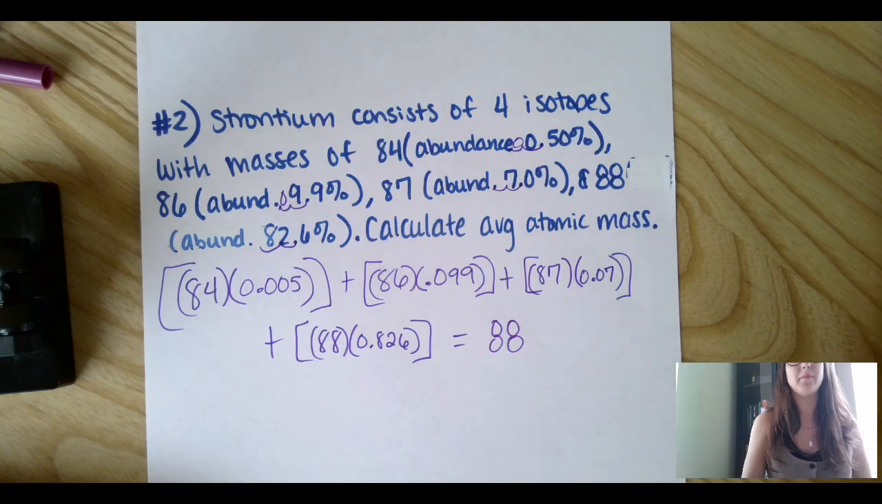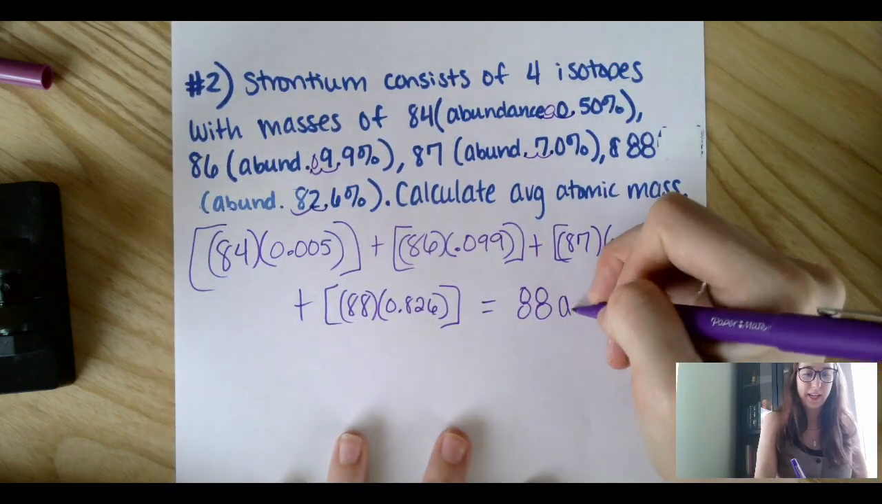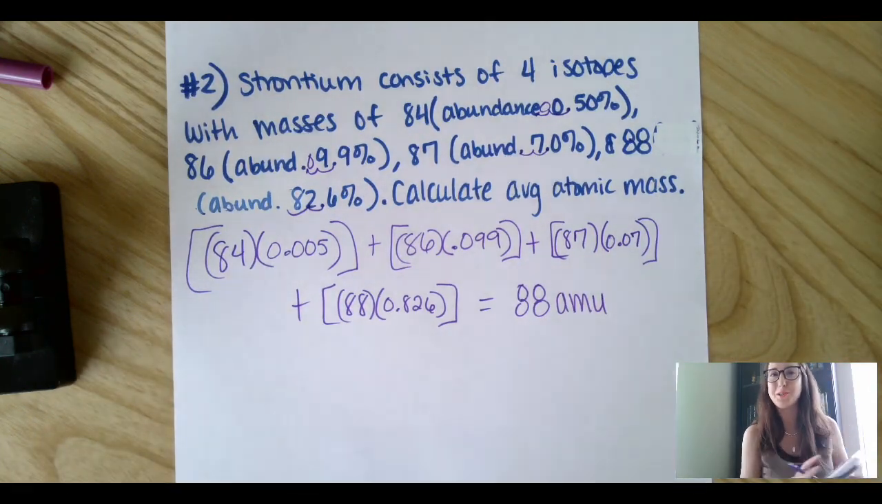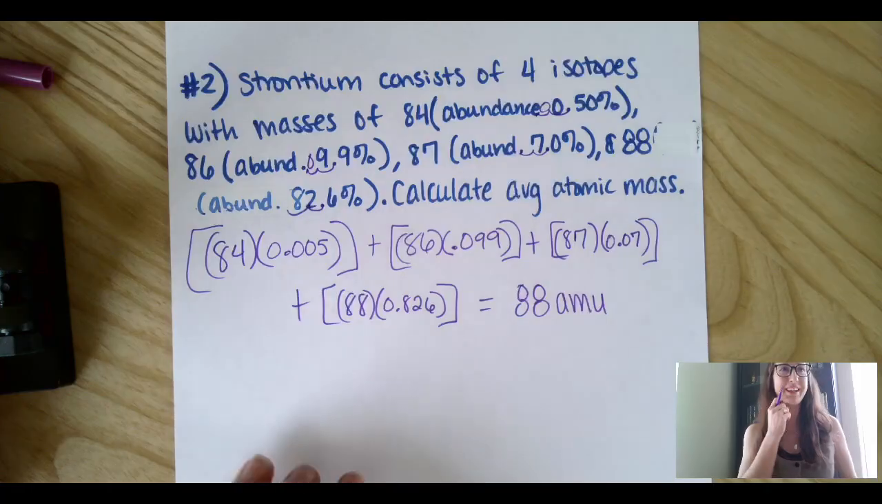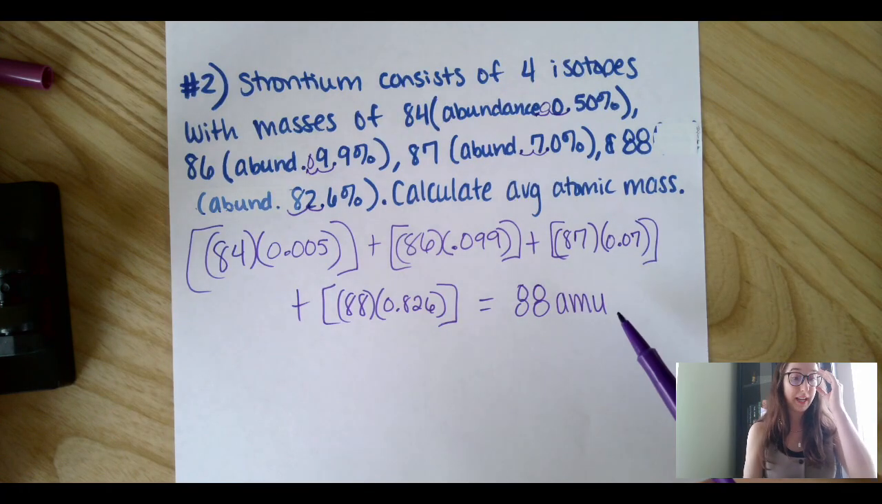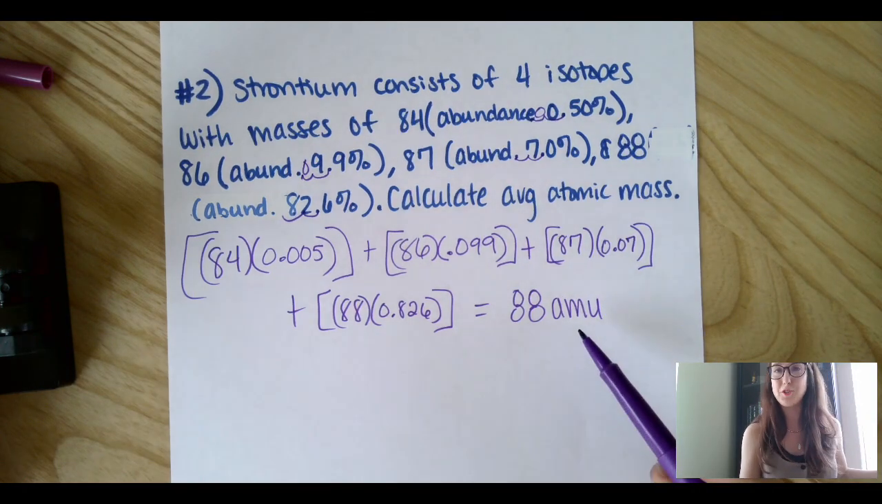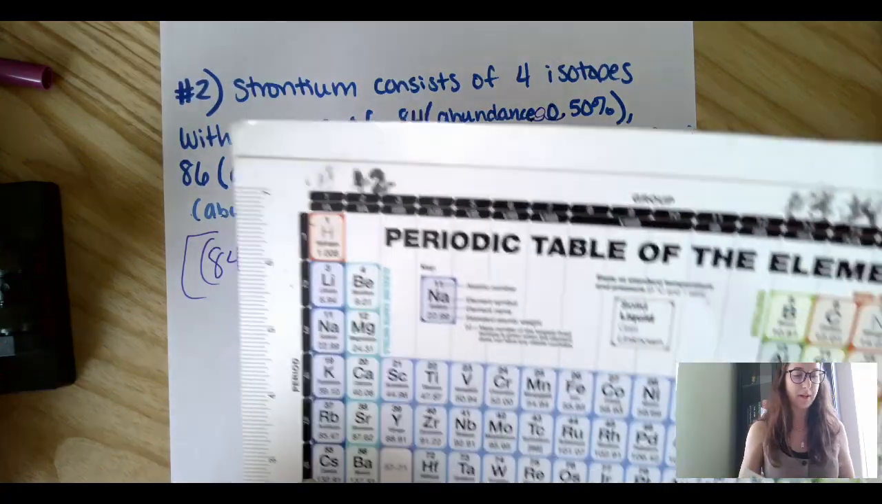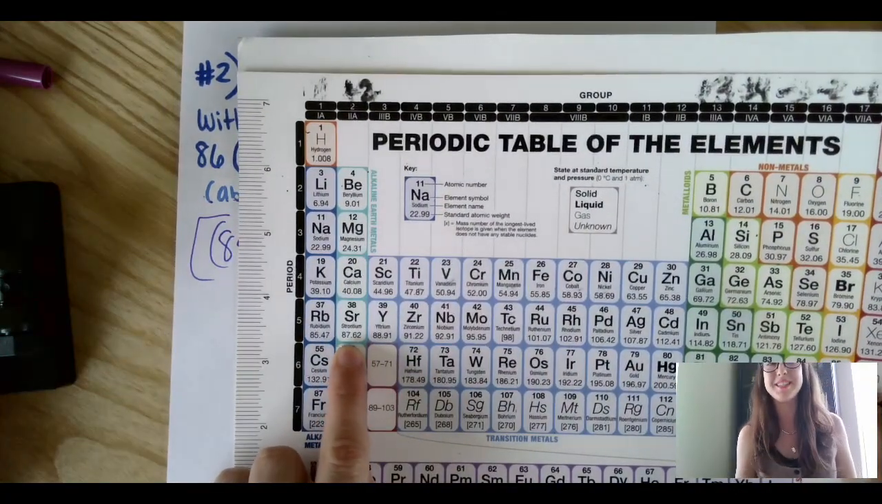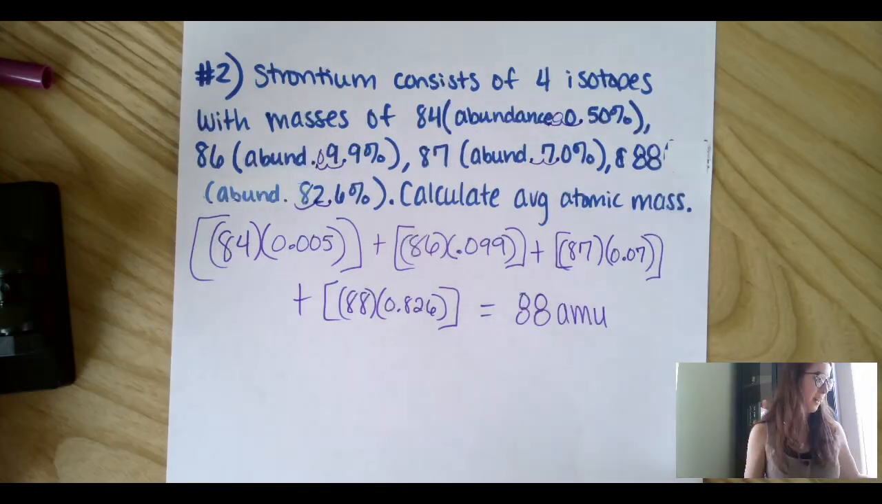And there we go. So that is our 88 AMU. Sorry, lost the screen for a second. Now we're back. Okay, so that is number 2. And again, if you go and look at strontium on the periodic table, strontium has a mass of 87.6. Again, 88, very close to that, okay?